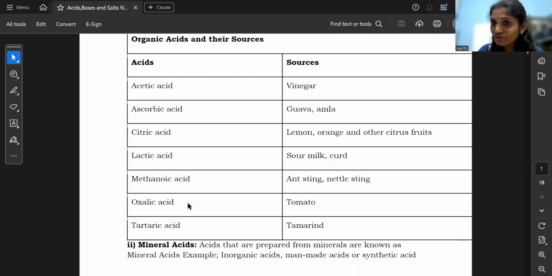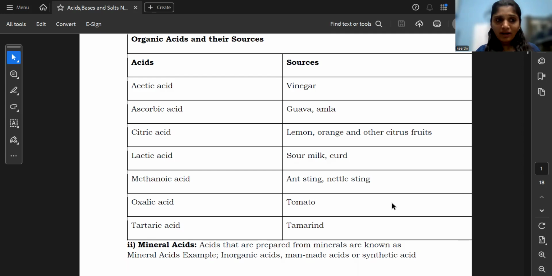Okay, oxalic acid, what is the source? I have shown you the structure of oxalic acid also. COOH, dicarboxylic acid. It is tomato. Then tartaric acid, what is the source of tartaric acid? It is your tamarind. You need to learn this table by heart repeatedly. This table has been asked in the exam in the form of MCQs. And all these acids are organic acids. Their source is either plants or animals, or any other natural source which exists.